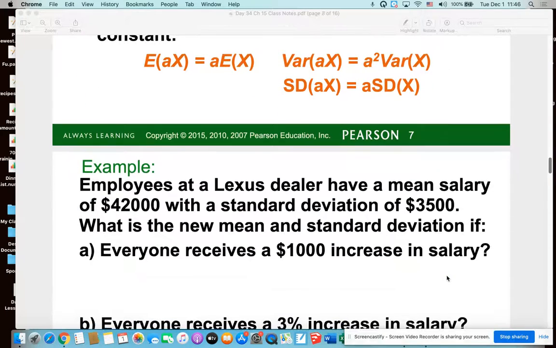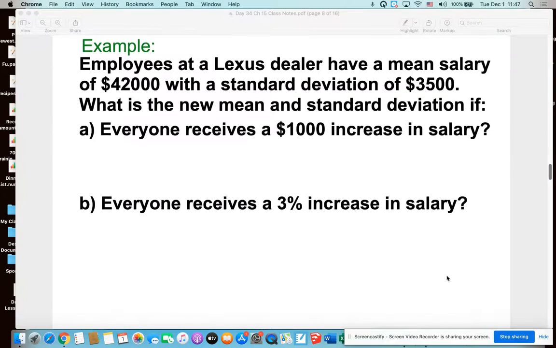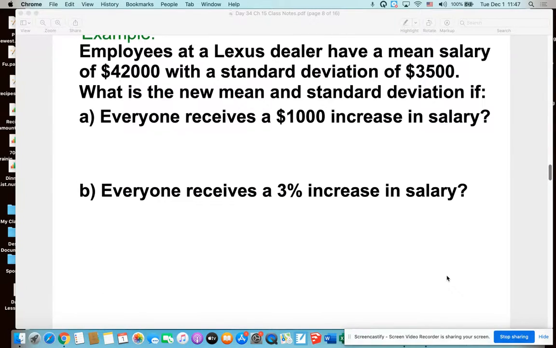All right, let's look at that in action. I think these are always so much better just to look at a problem. Okay, so we got a Lexus dealer that has a bunch of employees. They have a mean of $42,000, standard deviation of 3,500. And let's say the company decides to increase everybody's salary by $1,000. So everybody gets an extra $1,000 in their salary every year. Okay, so then how does the mean and the standard deviation change? Think about that, and then you can do the next one too.